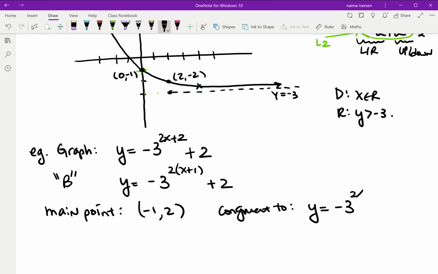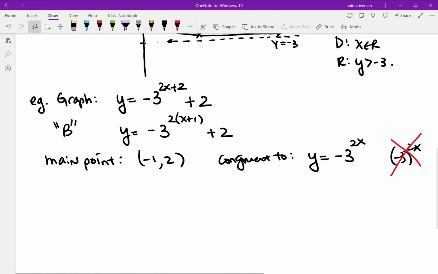I am therefore going to be congruent to all the leftover stuff, which is y equals -3 to the power of 2x. Now, this, remember, is not (-3) to the power of 2x. That is not what that is. It is technically negative bracket 3 to the power of 2x. The negative is being multiplied onto this thing.